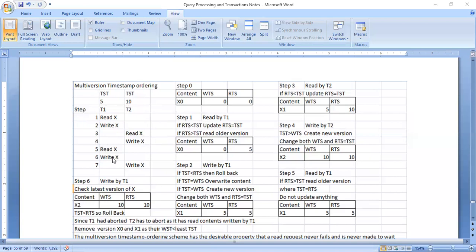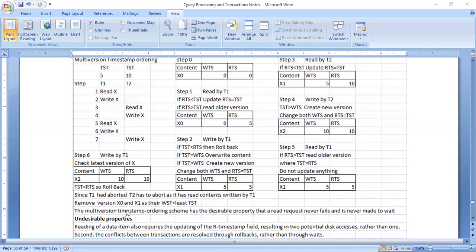Now if this write was not there but this write of transaction T2 was there, then what we have to do is, there are so many versions of X: X0, X1 and X2. If we have to remove some, those versions can be removed. So remove versions X0 and X1. Which versions can be removed? We can remove those versions where the write timestamp is less than the least timestamp. The least timestamp here is 5, and here the write timestamp is 0, here also the write timestamp is 0. So these two versions of X can be removed.